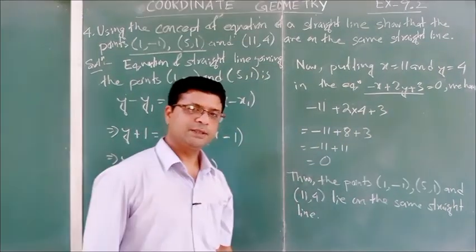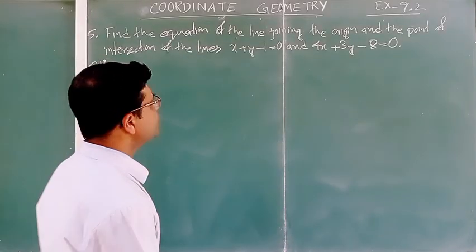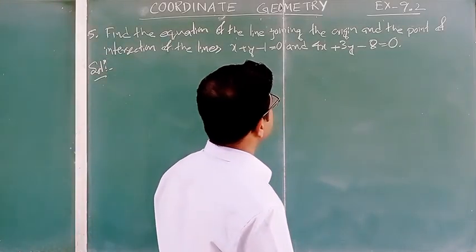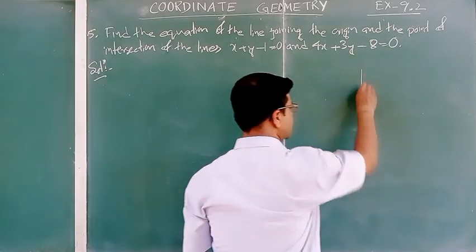Have you understood, my dear students? Now, dear students, we have taken question number 5. Let us read the question. Find the equation of the line joining the origin and the point of intersection of the lines this and this. At first, let us try to understand the question.